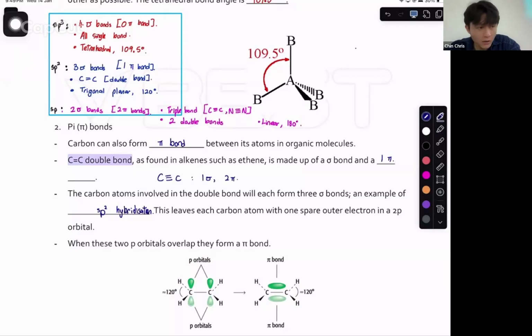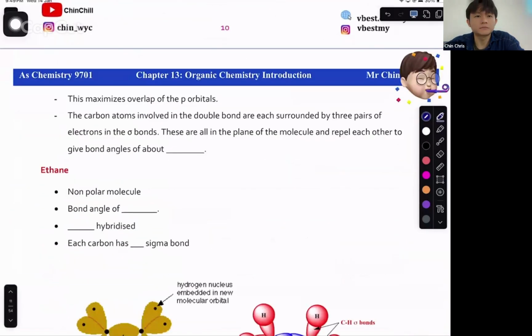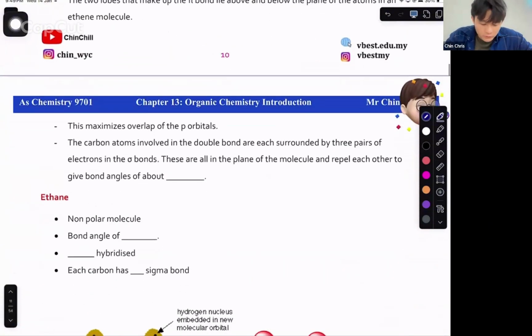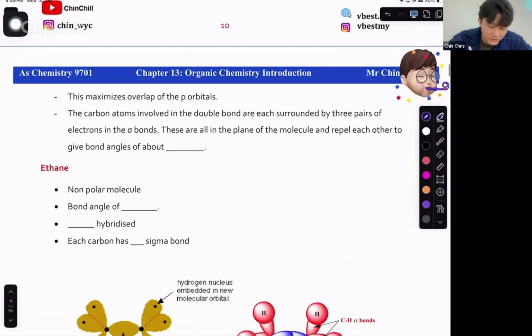All right, guys, now I want you to look at the next page. You see, for a pi bond, whenever you have a double bond, a double bond will always give a bond angle of 120 degrees. All right, guys, now let's move on to the next one. Please fill this up.